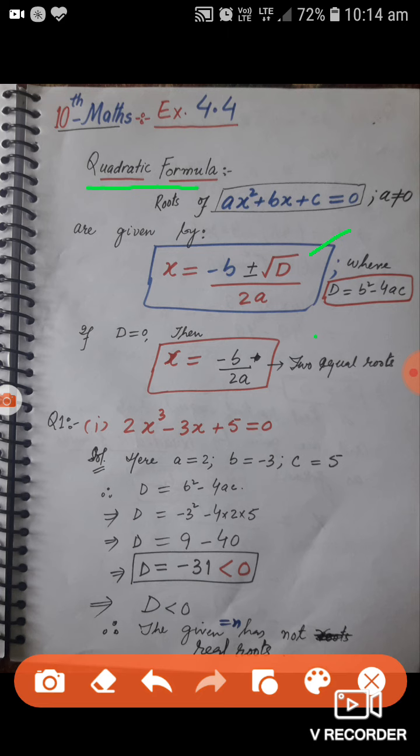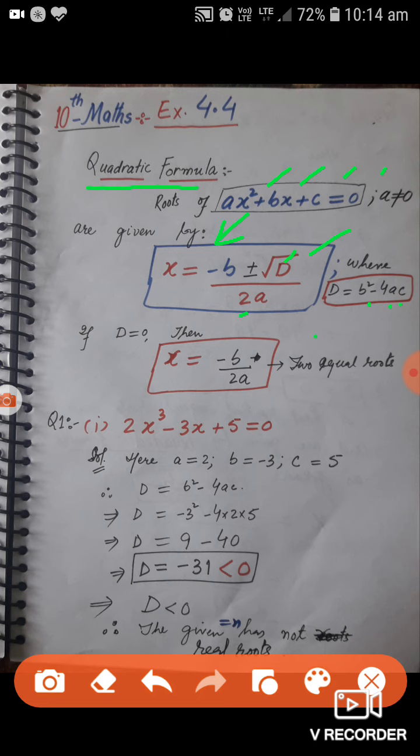if you have a quadratic equation ax square plus bx plus c equal to 0, where a is a non-zero real number, then the roots of this equation are given by a formula: x is equal to minus b plus minus square root of D divided by 2a, where this D indicates the discriminant and is equal to b square minus 4ac.